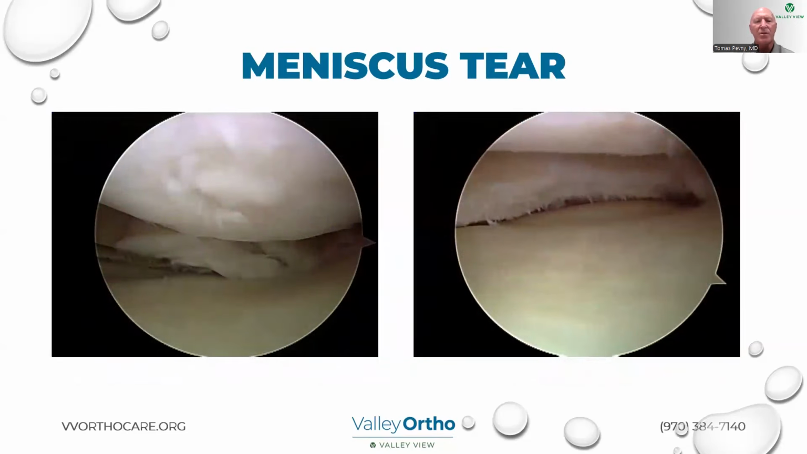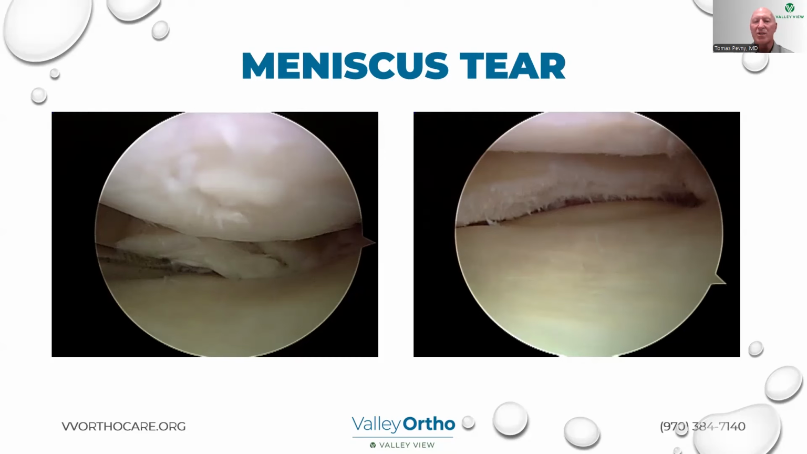But some tears like this one, you can see the tissue is kind of frayed. If you look at the articular cartilage, there's already a little bit of wear and tear, some mild arthritis. So if we try to put stitches in this, the blood supply is not very good. The tissue is friable and it's not going to hold a suture. It's not going to heal.